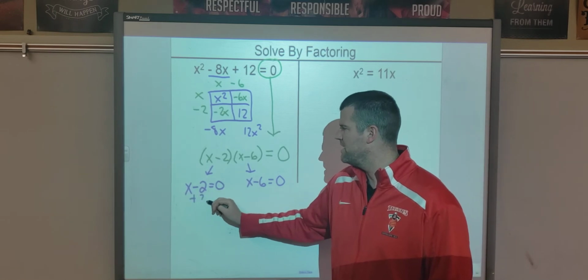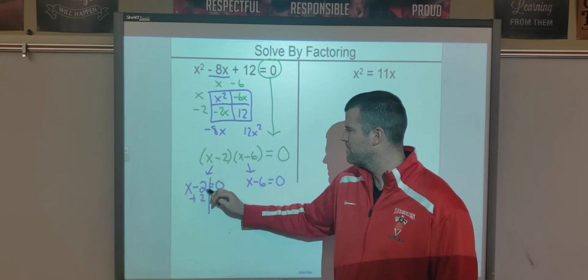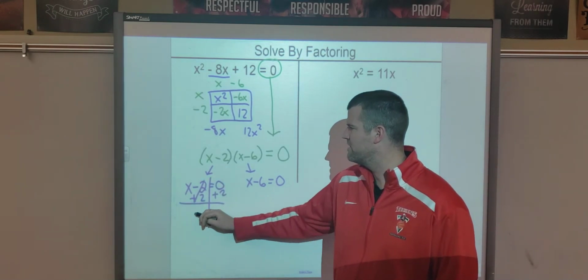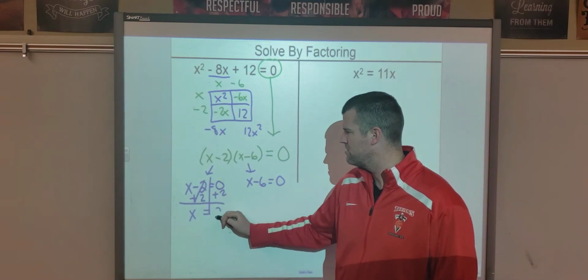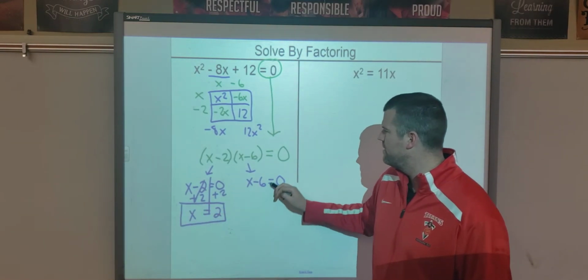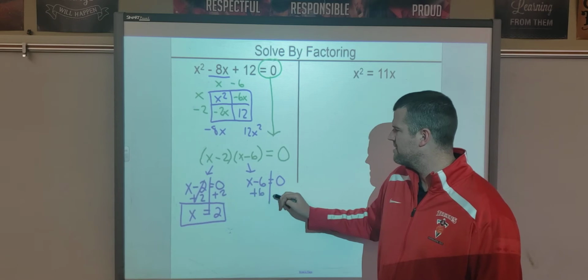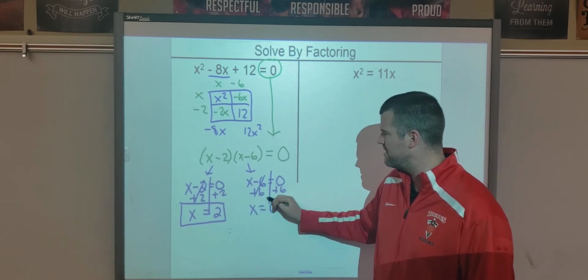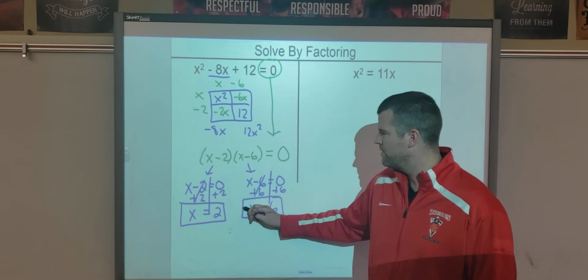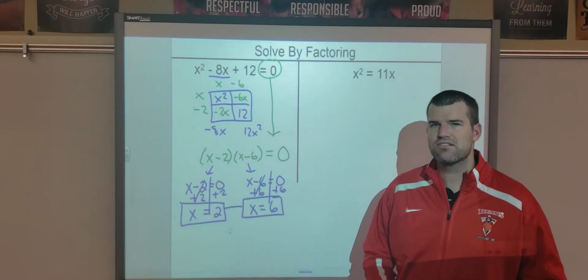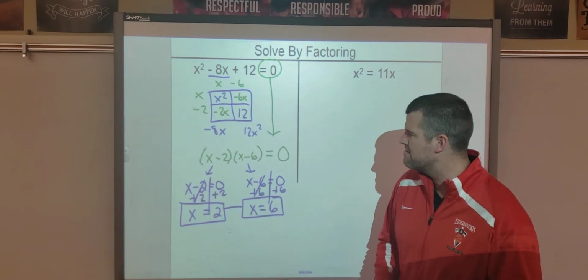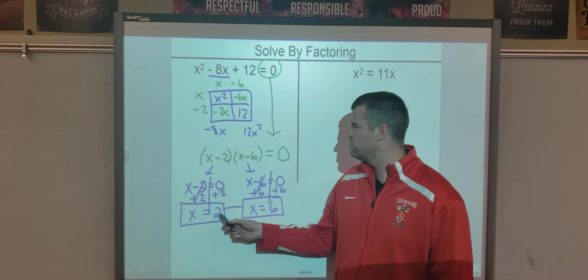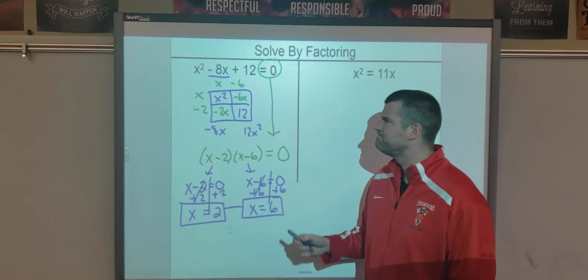I'm going to solve each problem. I'm going to add 2 on both sides, which gives me x equals 2. And then I'm going to do the same thing here. I'm going to add 6 to both sides, which gives me x equals 6. And voila, we have got our 2 solutions, because quadratics usually have 2 solutions. Our solutions are positive 2 and positive 6.